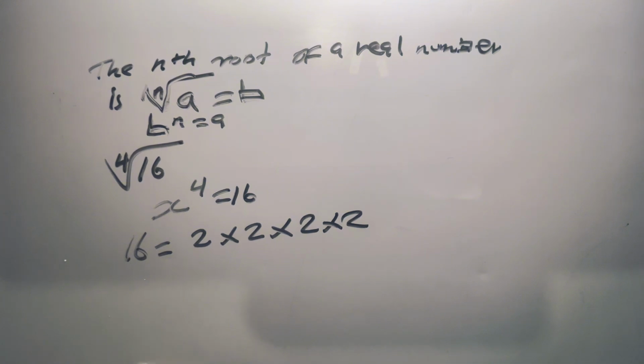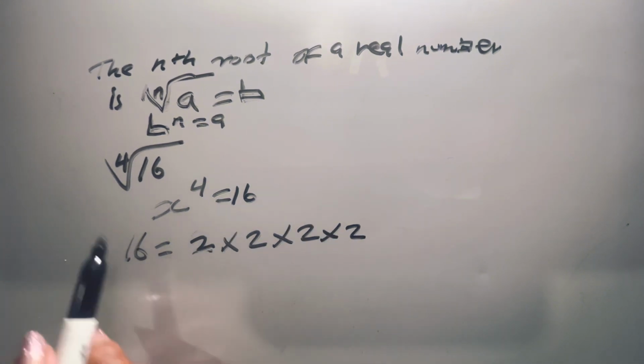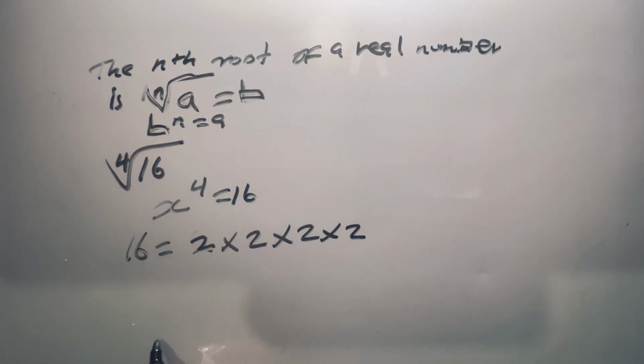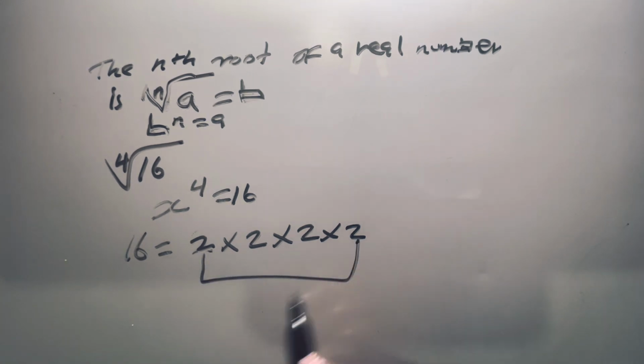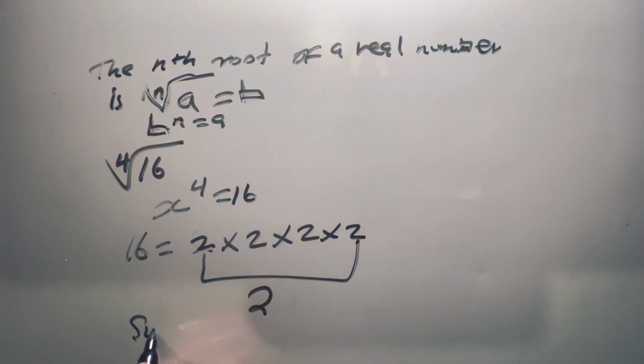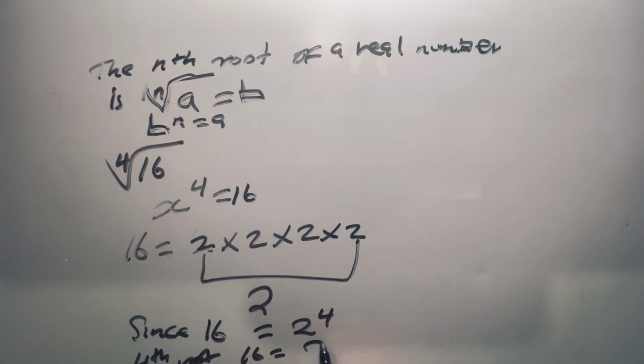Next, we're going to group these numbers. And since we're finding the fourth root, we need to group these numbers into 4. And out of each group, we take out 1. Since 16 is equal to 2 to the fourth power, that means that the fourth root of 16 is 2.